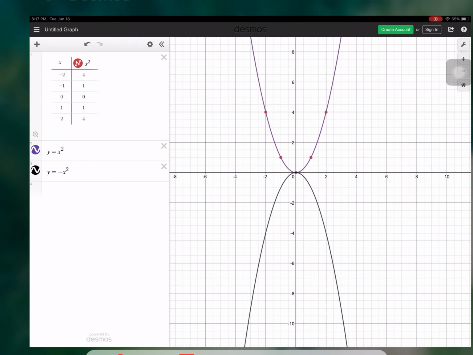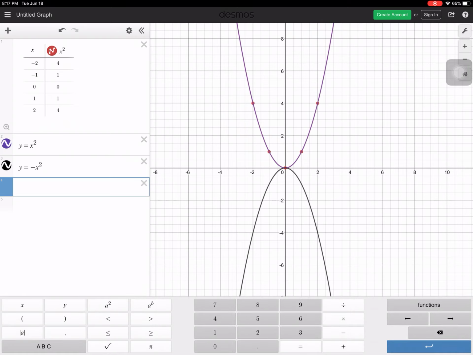So let's take a look at Desmos again. Let's say y is equal to, and in this case, we're going to say x squared, but we're going to say down, what was the value I had, -1?